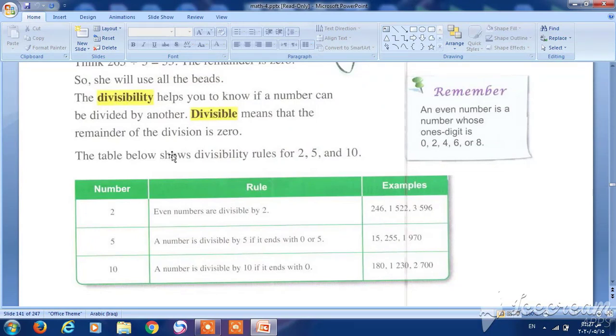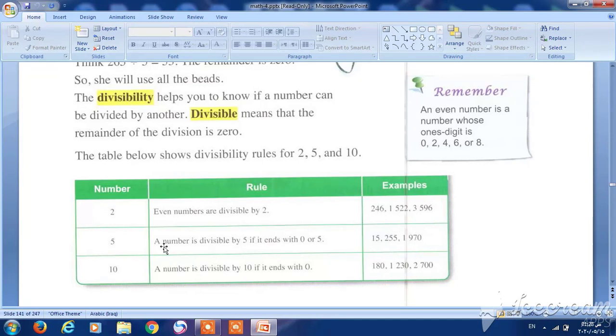Students, stay with me. We have this table on page 132. It's about divisibility. Let's remember divisibility. That means a number can be divided by another. So this table will show us the divisibility rules for 2, 5, and 10. Even numbers are divisible by 2. That means a number can be divided by 2 if it is an even number. Even digits are 0, 2, 4, 6, 8. So for any number, if the last digit is even, it is divisible by 2.